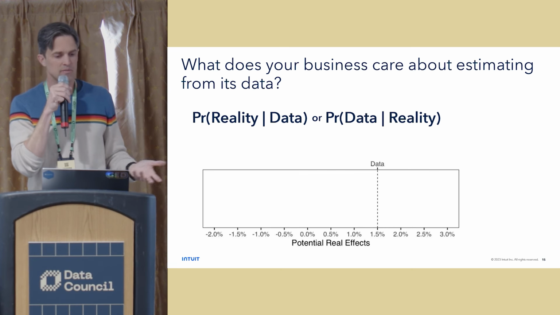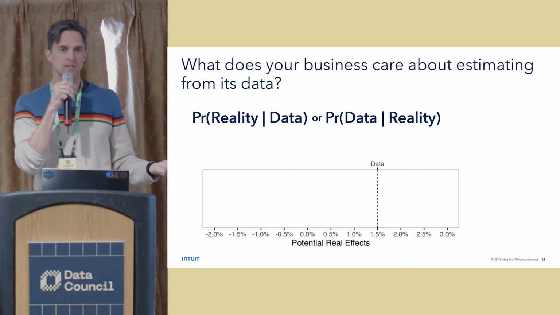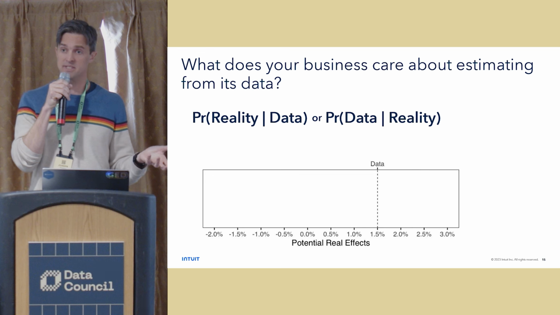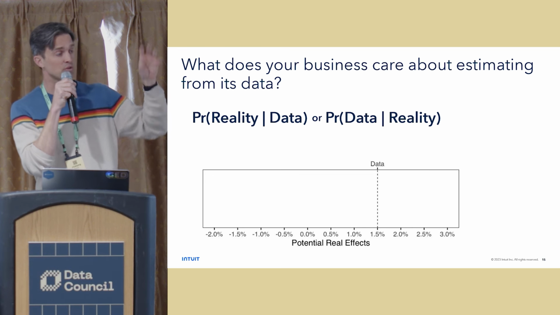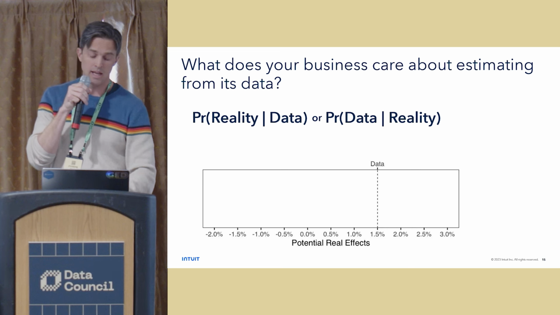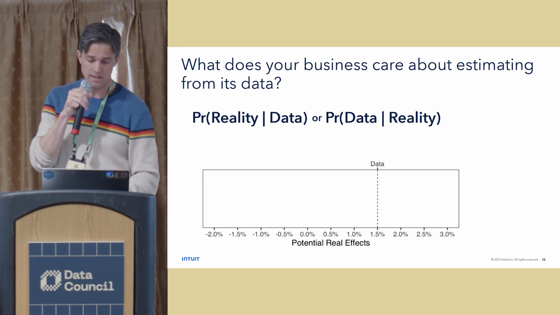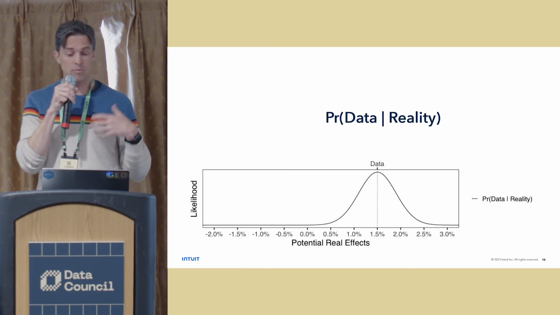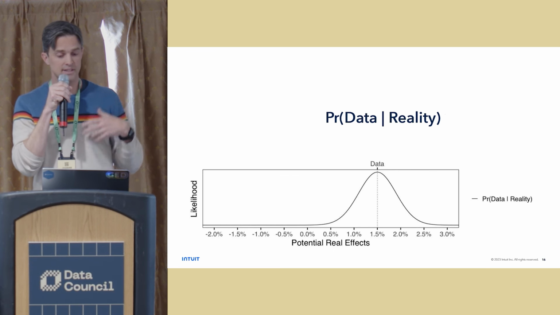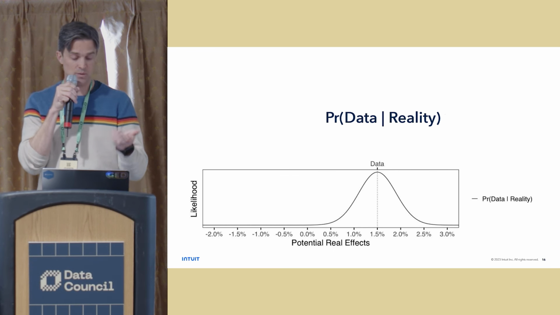And I think this is a pretty obvious choice. You want to know what's real, what is probably real in light of your data, but that's not what you get from a significance test. A significance test is telling you the probability of your data if reality is 0. So these are not the same thing. The probability of your data, given a reality, is the likelihood function. And that's what I've got expressed here.